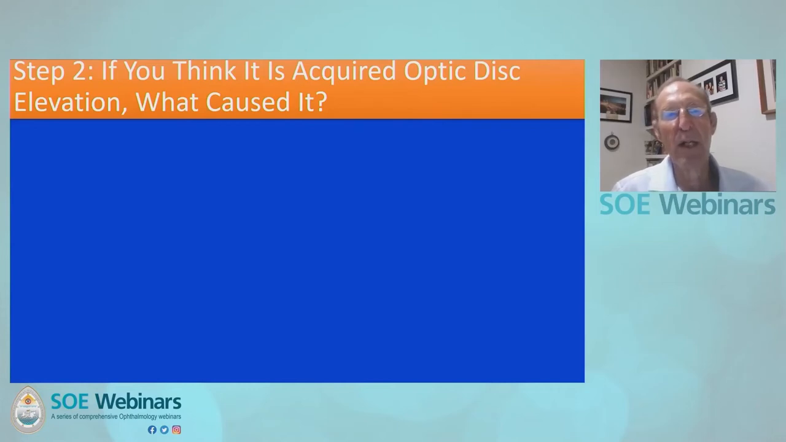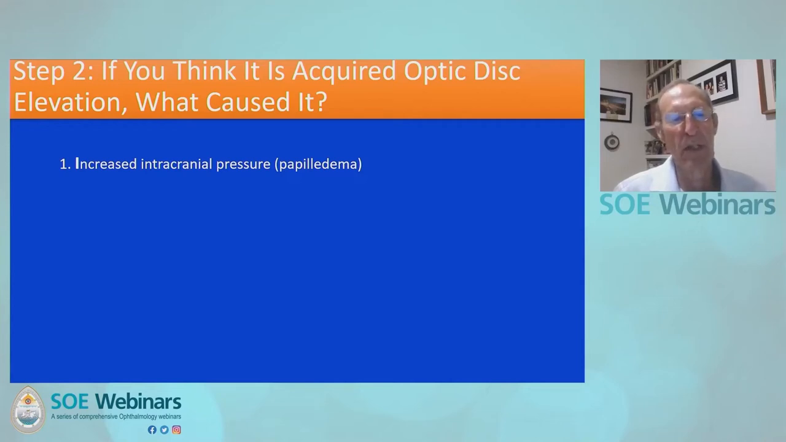If indeed you believe that the optic disc elevation is acquired, your job is to try to figure out what caused it. And let me briefly comment on the important causes of acquired optic disc elevation. So number one is increased intracranial pressure, which we call papilledema. And you know that that is always important. And I'll speak about that in just a moment.